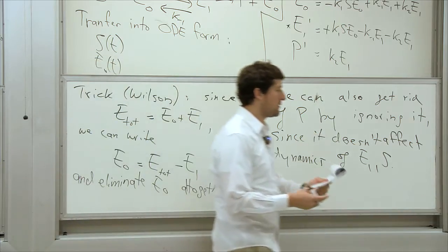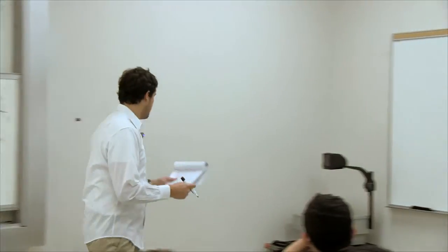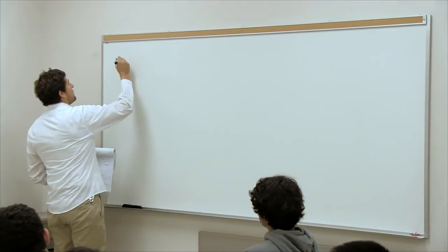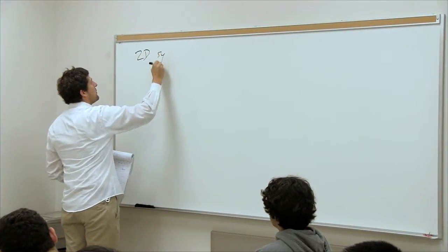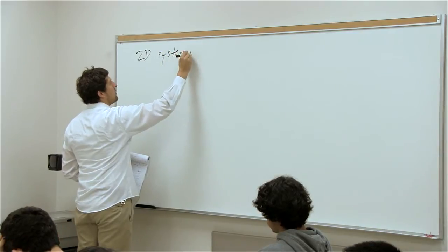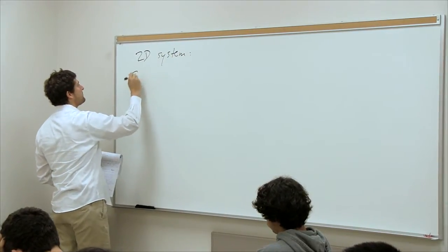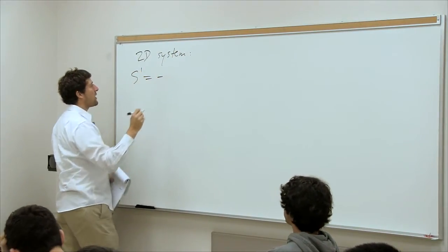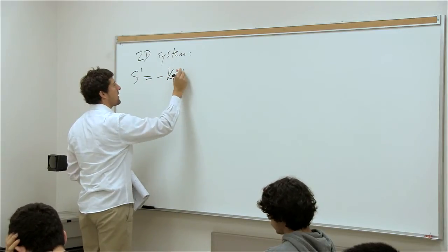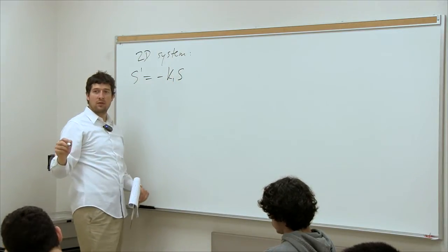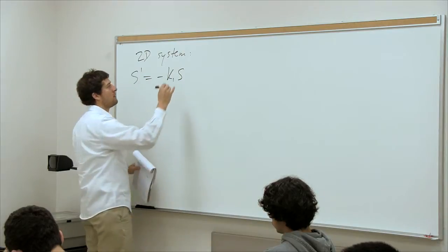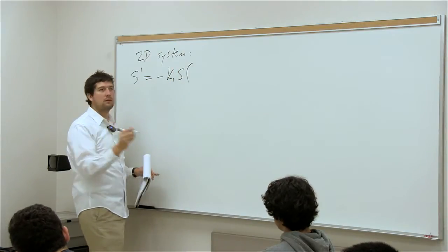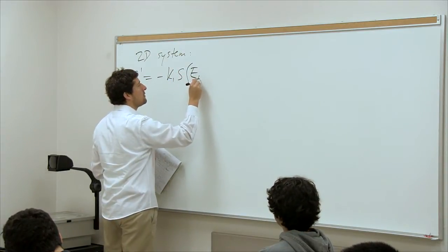Let me write down over there. Yeah. So the 2D system is now the following. S prime is minus K1 times S times E0. But what was E0 again? That's right.